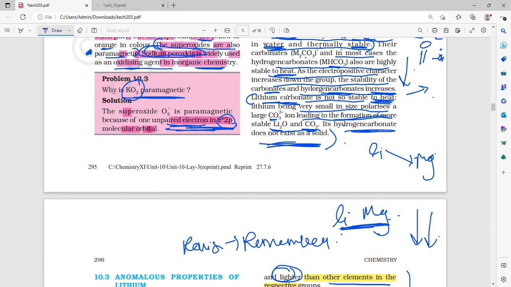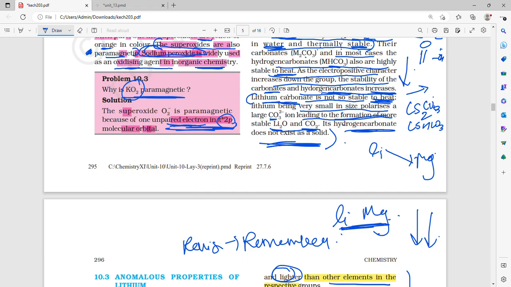As the electropositive character increases down the group, the stability of the carbonates and hydrogen carbonates increases. What does this mean? This means that cesium carbonate and cesium hydrogen carbonate are going to be more stable than lithium or sodium or potassium ones.